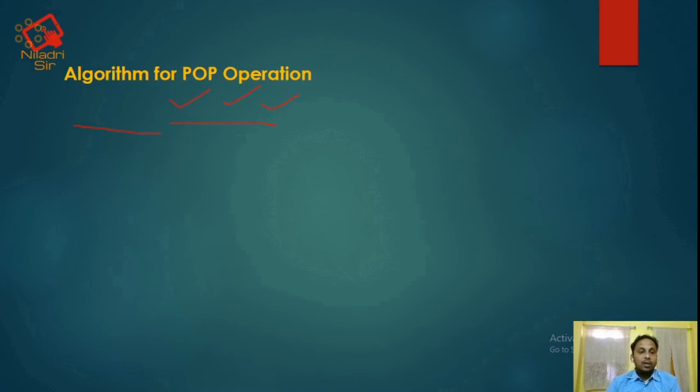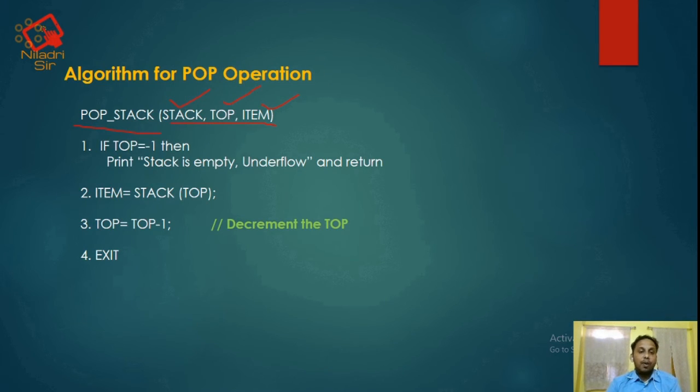This is the algorithm for the pop operation. You can see this is the function pop_stack. This is the stack, this is the top, and this is the item. These are all three the parameter list. Stack is the list, top is the topmost element of the stack, and item is the element we want to delete. In our previous lecture on push operation, we have seen that when the stack is empty, the value of top is -1.